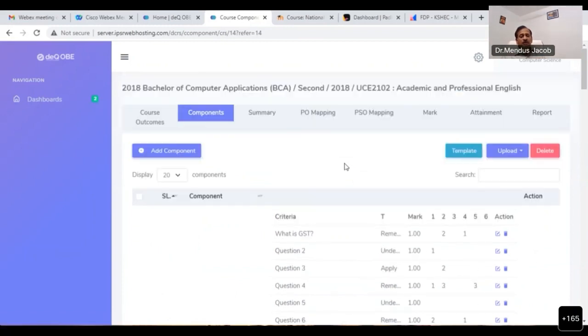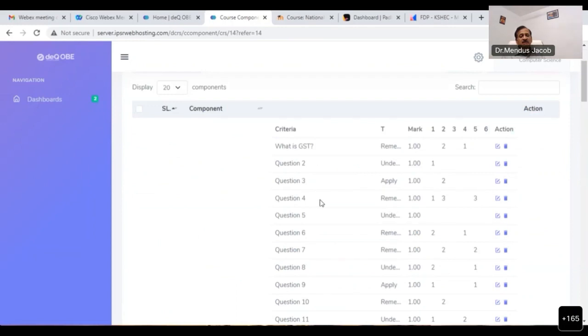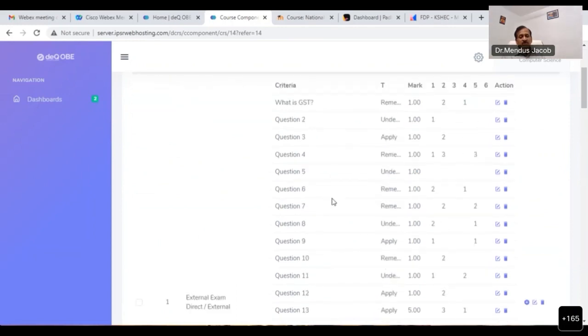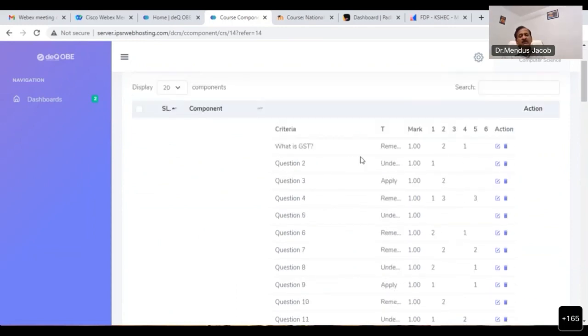Then the next activity is the components. We can add the components, like these are actually the internal components. Sorry, for the internal examination, the questions are mapped. Each and every question can be mapped to the taxonomy levels. Then each of these course outcomes. These are actually the course outcomes listed there.